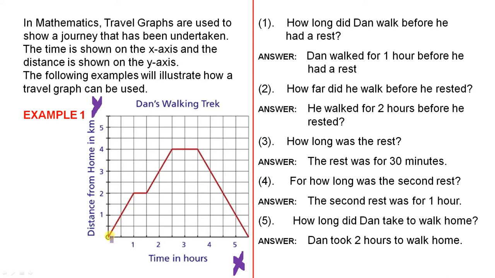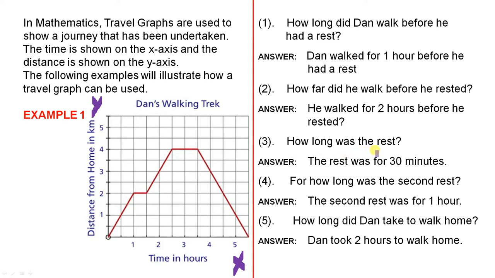So, how long did Dan walk before he rested? 1 hour. There it is there. Question 2, how far did he walk before he rested? Now, the distance will be 2 kilometres. There it is there. So basically, he walked for 1 hour and he did 2 kilometres. So it was a very slow walk. He was just really ambling. Maybe he was just looking around as he was walking.